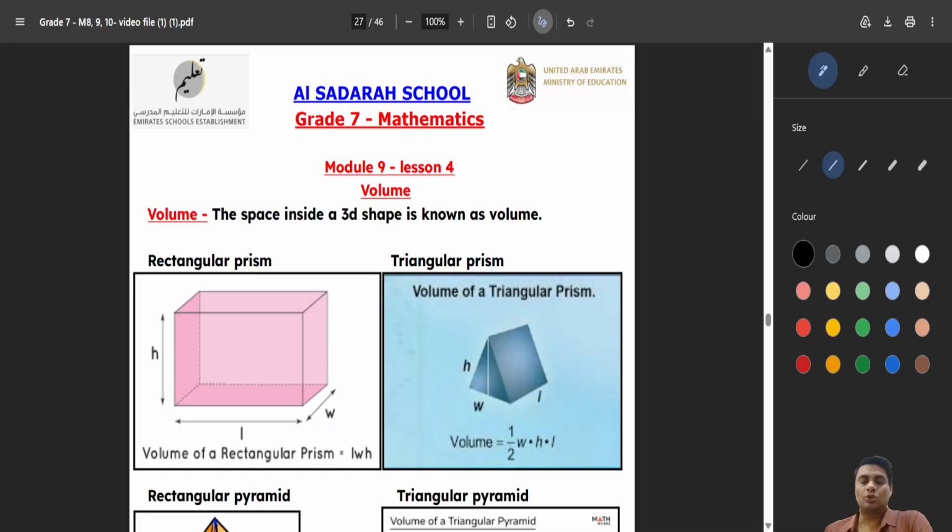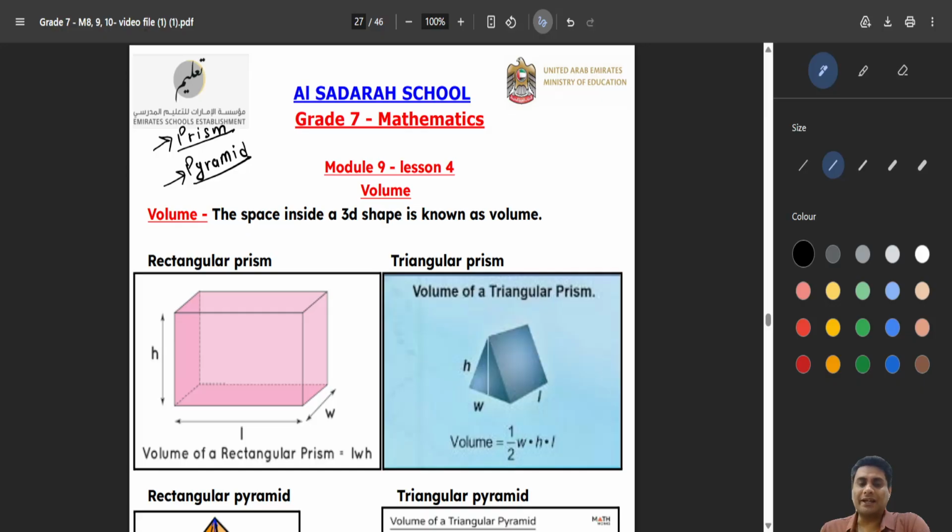Now there are two types of 3D shapes that we are going to study in this lesson. Number one is a prism, okay, and number two will be pyramid. So what are we going to do again? We will find the volume of prisms and the pyramid, which means we will find the space available inside the prism and the pyramids. So let me explain you what is a prism first.